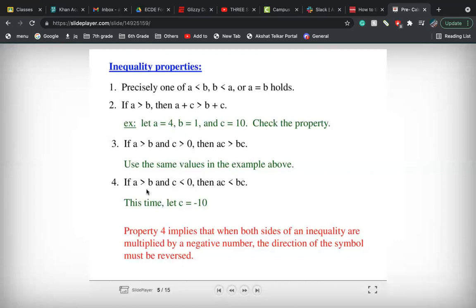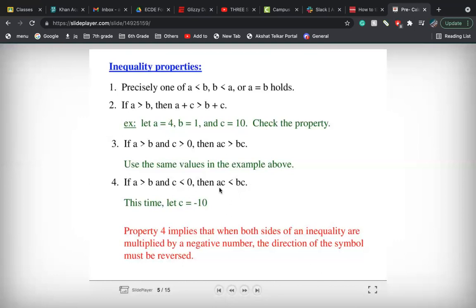This is quite different. So if A is greater than B and C is less than 0, this key symbol right here, less than 0, then AC is less than BC. So now we're going to try with C equals negative 10. So A, we're going to plug in as 4, B is 1. 4 is greater than 1, which is true. C, negative 10 is less than 0, which is true. Now we want to do 4 times negative 10, and then BC would be 1 times negative 10.